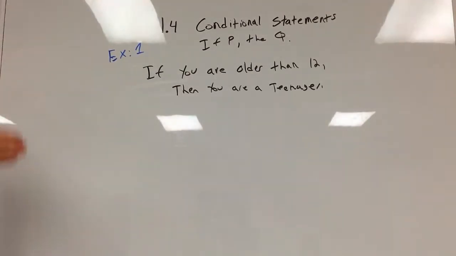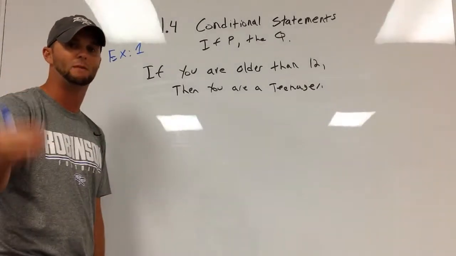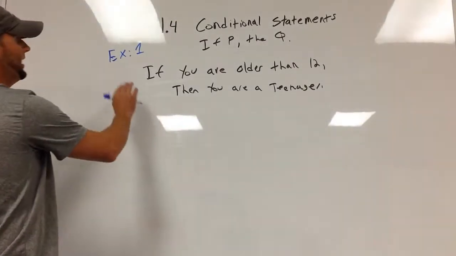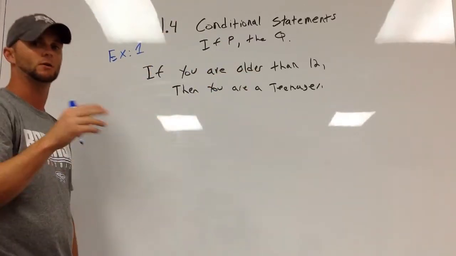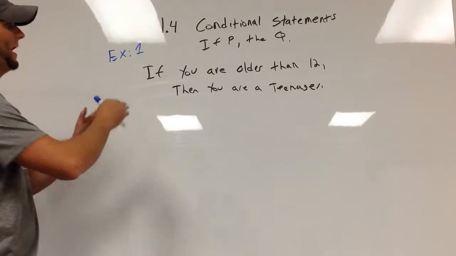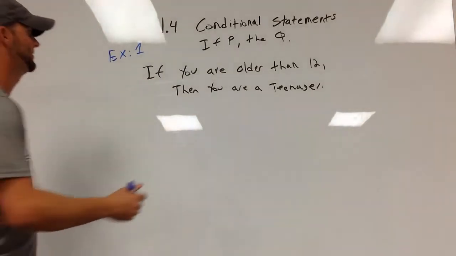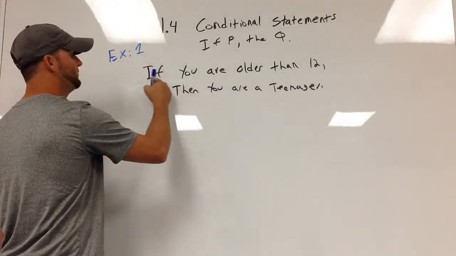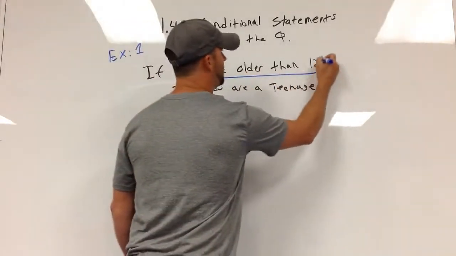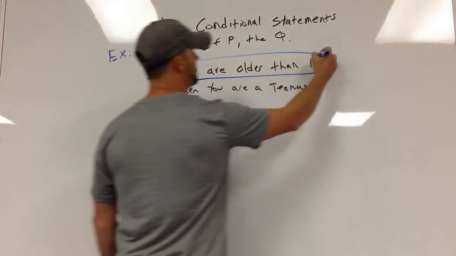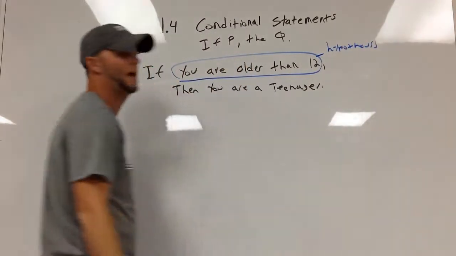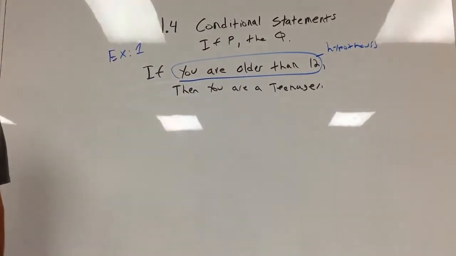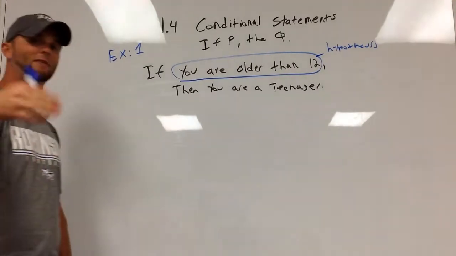So the first thing I need to do is I need to circle and rewrite the hypothesis. So right now, if you are older than 12, then you are a teenager. So I told you guys earlier, whatever comes after the if is always your hypothesis. So right here, after the if, you are older than 12. This is going to be known as your hypothesis. So go ahead and circle that in your notes right now. That comes right after the if. Okay? And then rewrite that later.